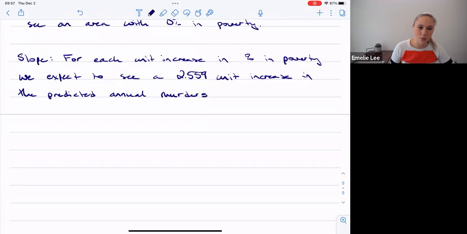Should have picked a more fun example. Pretty sure there's a cat example in there that I could have chosen, but I didn't do it. The predicted annual murders per million. Nice. Okay.